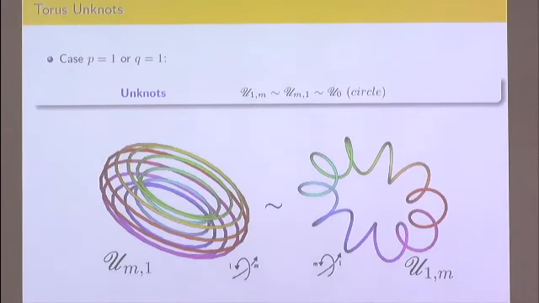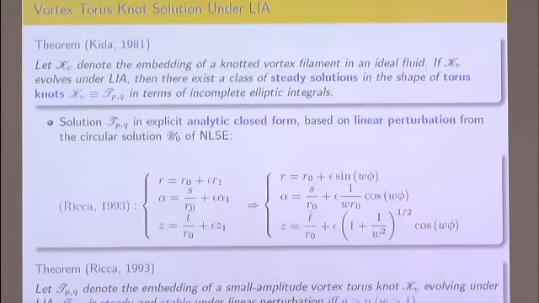So this will be the structure that we will test in our numerical investigation under the Biot-Savart law and the localized induction approximation. Why test this kind of structure? Because analytical solutions were found by Kida in 1981 in the shape of torus knots. In fact, Kida found that in the case of ideal fluids, there exists a class of steady solutions in the shape of torus knots in terms of incomplete elliptic integrals.